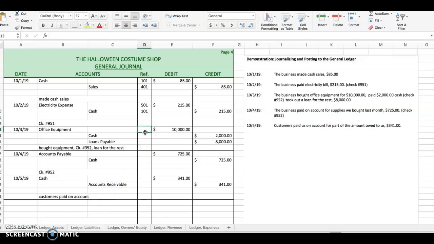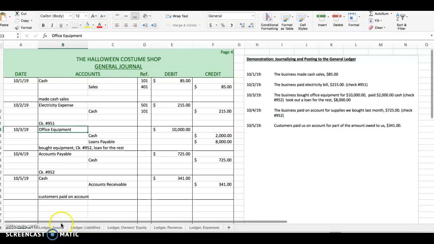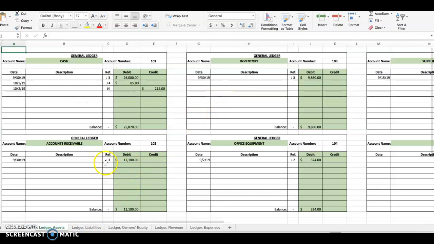Okay, so office equipment. Let's take a look at the third entry here. We bought office equipment for $10,000. Now we didn't pay all of it. We owe money on it, but we still have the office equipment now. So in the asset account, office equipment, we need to find that. The date was the 3rd, I believe. Came from journal page 4.